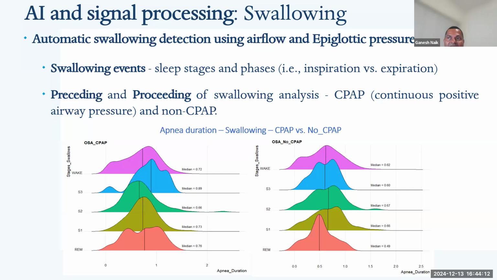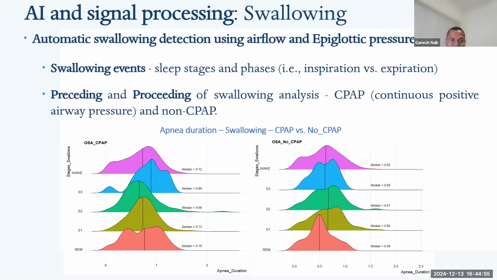During that time, I wanted to test the effect of CPAP on swallowing, like when the patients use CPAP, whether they swallow more or less. That was the hypothesis. We also wanted to test this with the different sleep stages. I hope some of you may already know about the different sleep stages: S1, S2, S3, then wake and REM. These are the different sleep stages we go through every night.